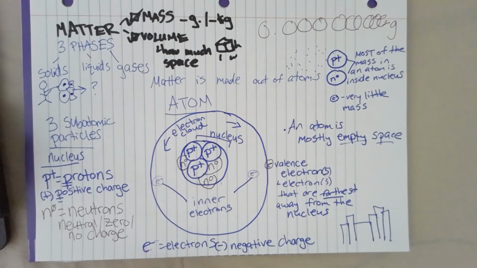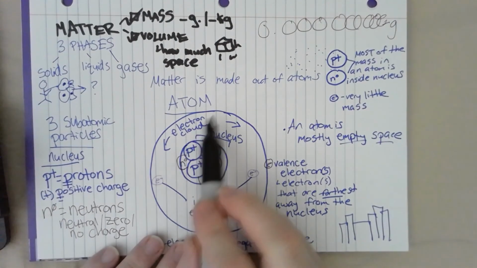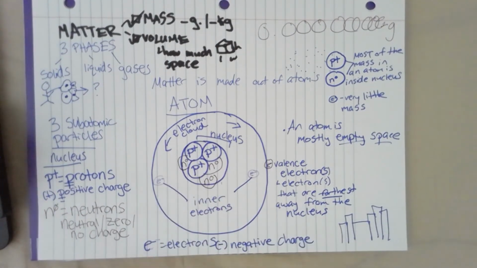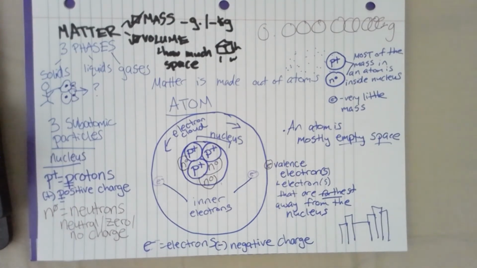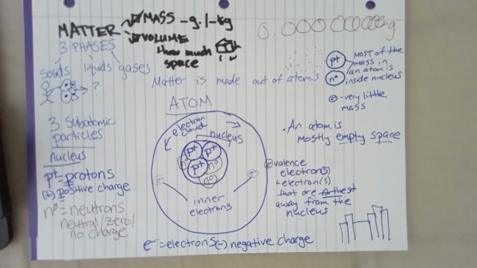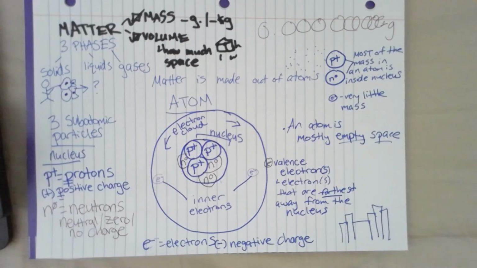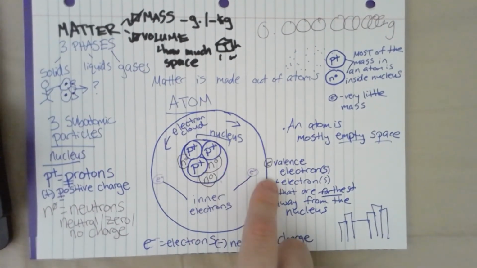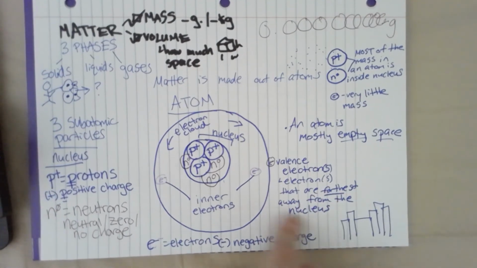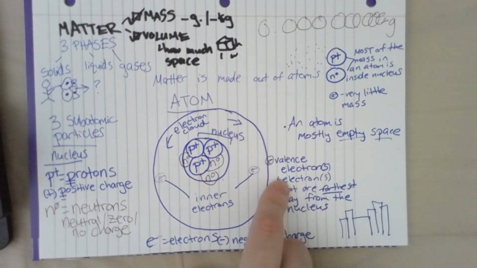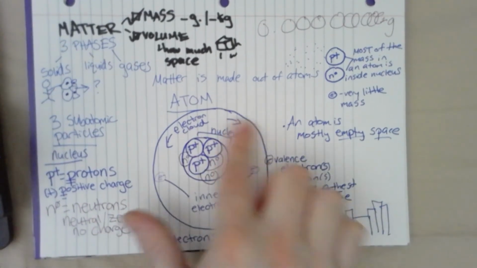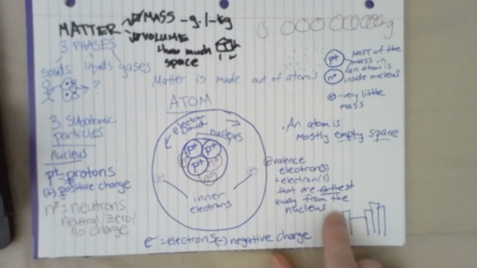All right, next question. What do we call the area outside the nucleus? Perfect. The area outside the nucleus is called an electron cloud. All right, let's do one more question. What do we call the electrons that are farthest away from the nucleus? Good job. Electrons that are farthest away from the nucleus are called valence electrons. So make sure you know what an atom looks like before coming to class next week, so you're ready to talk about the periodic table.